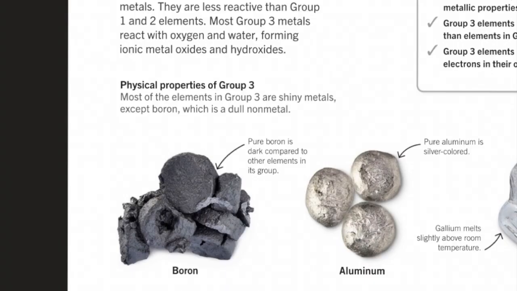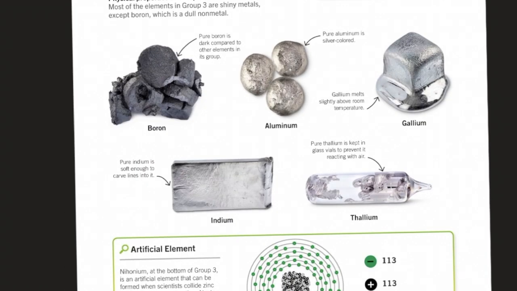The physical properties of group 3. Most of the elements in group 3 are shiny metals except boron, which is a dull nonmetal. Due to the quantum mechanical properties of boron, its net electrons do not as a whole emit light in a shiny way like the other elements in its group, such as aluminum, gallium, indium, and thallium.